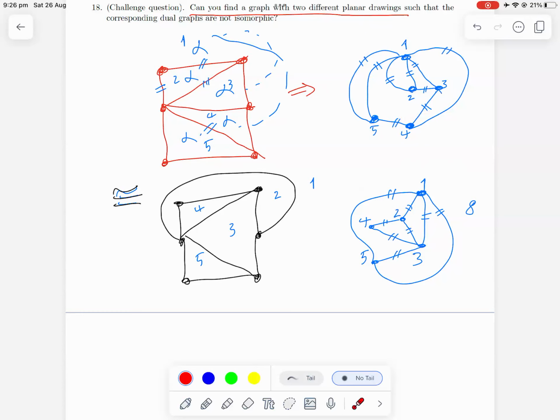So this one, let's count it again. So I just made a mistake. 1, 2, 1, 2, 3, 4, 5, 6, 7, 8, 9. Okay, so this one has got 9 edges, but this one has just 8 edges. So they are not isomorphic.